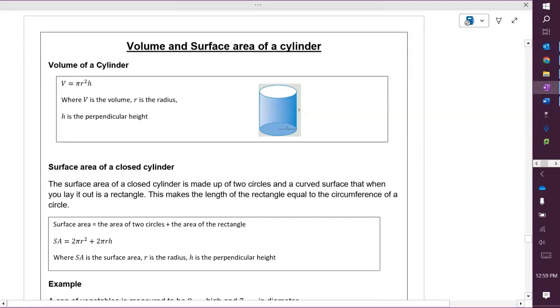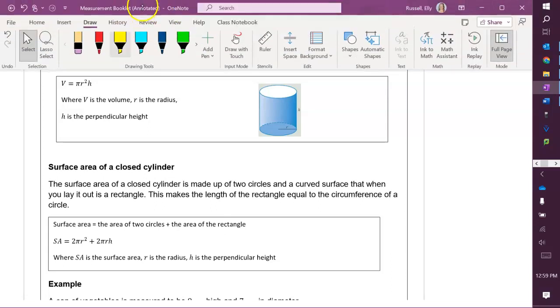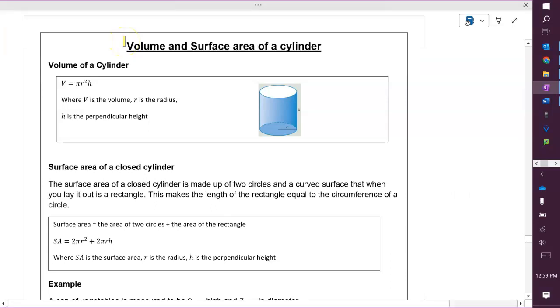Volume and surface area of a cylinder. So we know what volume is. It's the space inside a 3D object, and our surface area is the area of the face of the object. So if we're talking about a cylinder, we have our volume being pi r squared h.